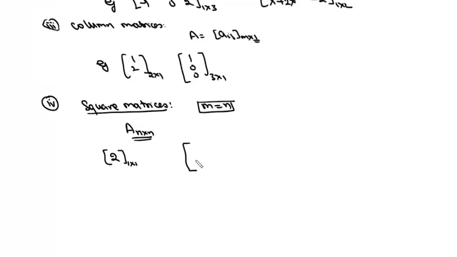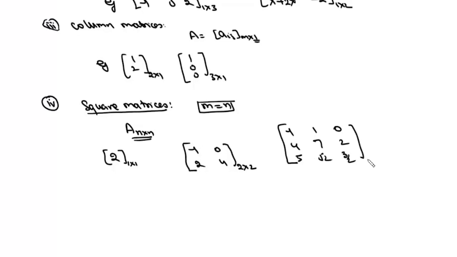Or this next one, which is minus 1, 0, 2, 4. Here we have 2 rows and 2 columns. Or say minus 1, 1, 0, 4, 7, 2, 5, root 2, 3 by 2. Now here we have 3 rows and 3 columns. It is a square matrix.